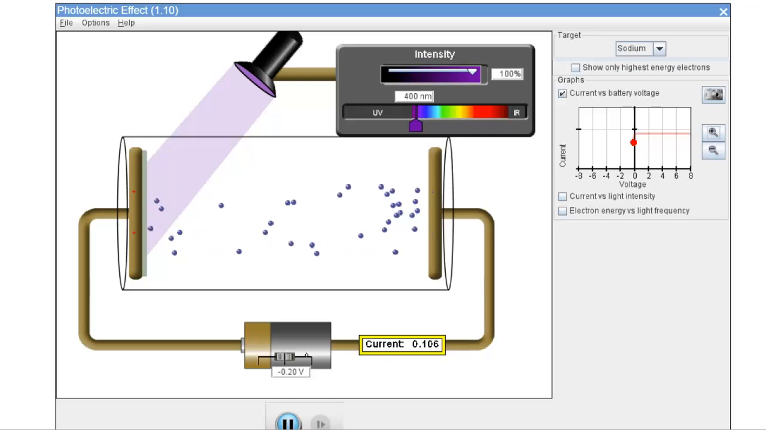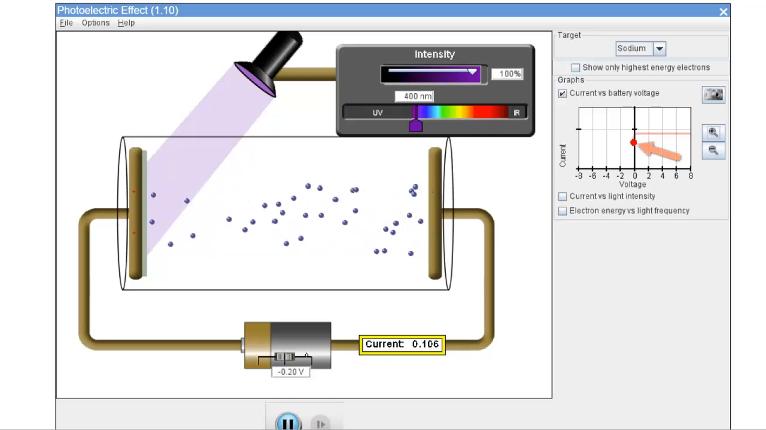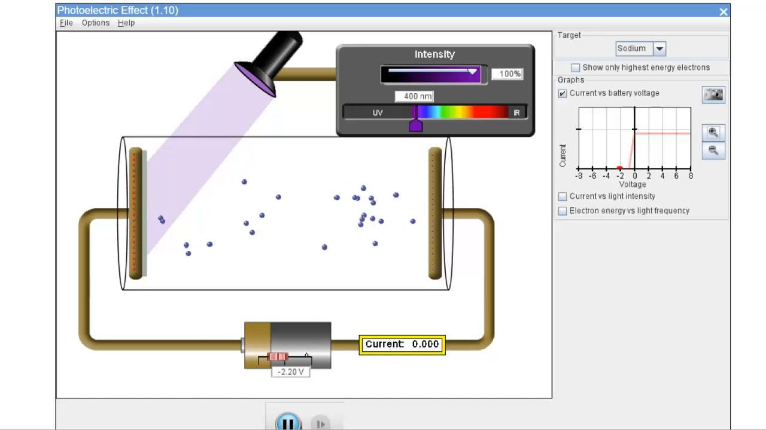Now that's not the least energetic electrons, but some are still able to make it. So we've noticed on our graph here, our current has begun to reduce, but it's not gone exactly to zero because those electrons have varying energies. Let's make this even more negative.